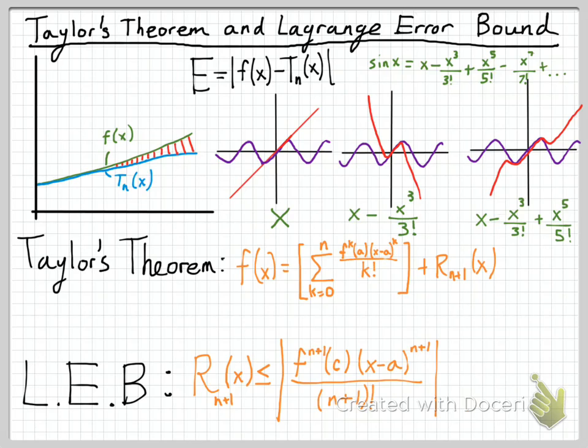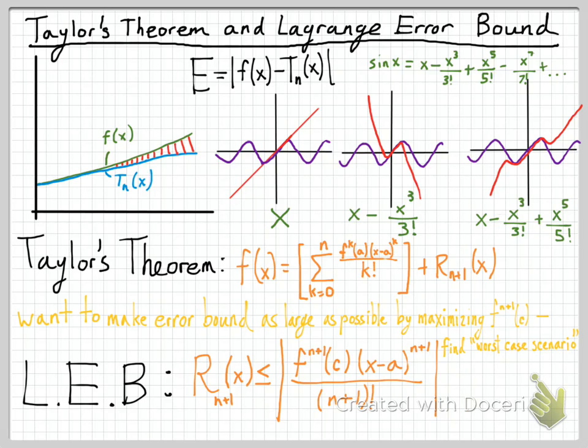We want the bound on the error to be equal to or larger than the remainder. To do this, we must make the n+1 derivative of f at c as large as possible. In other words, we want to find the worst case scenario. For example, when we're using the sine and cosine functions, we know that the worst case will always be 1, because that is the maximum value of those functions.